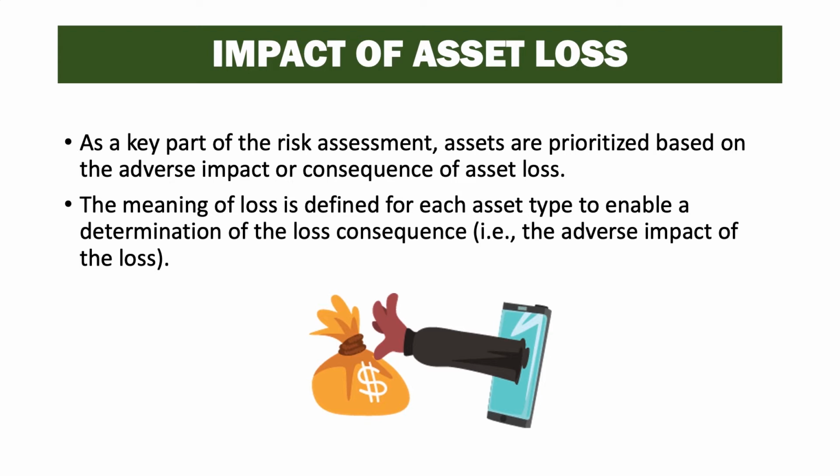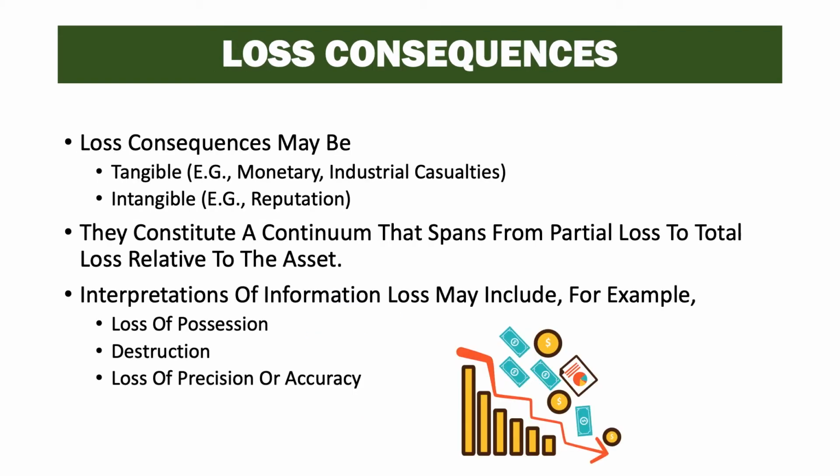So maybe a computer that has no data on it, it's lost. Then that would just be a purely monetary loss. But if it's a computer that has customer privacy information that has not been encrypted, then we have a serious loss of information as well as the tangible loss of the asset. Loss consequences may be tangible, that's monetary or industrial casualties, or intangible, things like reputation. They constitute a continuum that spans from partial loss to total loss relative to the asset.